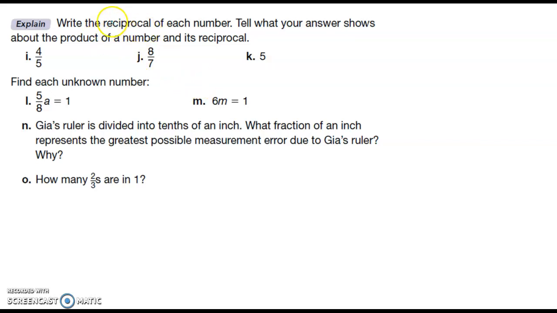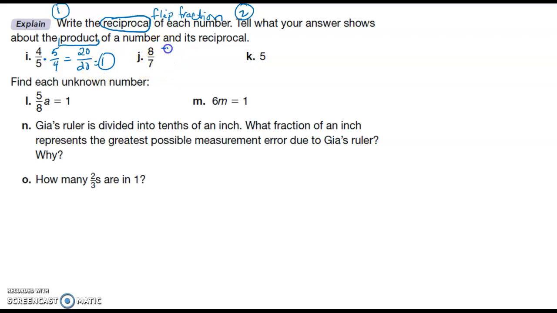Okay, so write the reciprocal. Now this is a fancy math word for flipping the fraction. Flip the fraction. Tell what your answer shows about the product of a number. So we have two things we need to do. We need to flip it, and then we're going to multiply it. Okay? So if I flip 4/5, I get 5/4, right? And then if I multiply it, I get 4 times 5 is 20. 5 times 4 is 20. I get 1. So what they want you to see is that when you multiply a fraction by its reciprocal, you get 1. Okay?